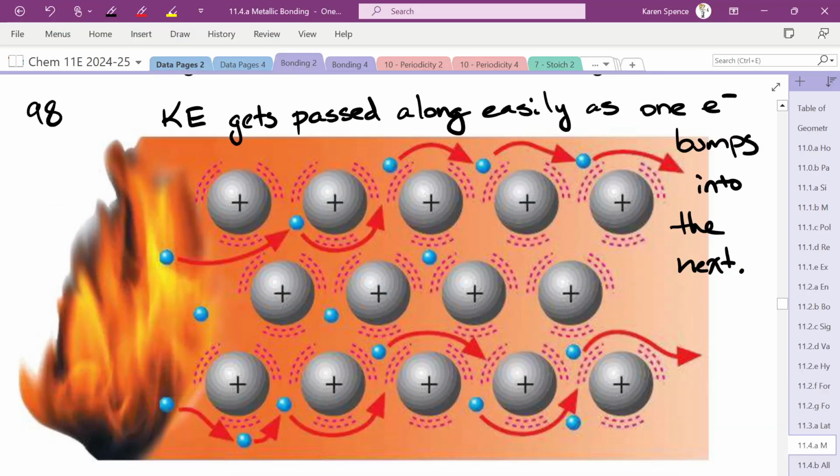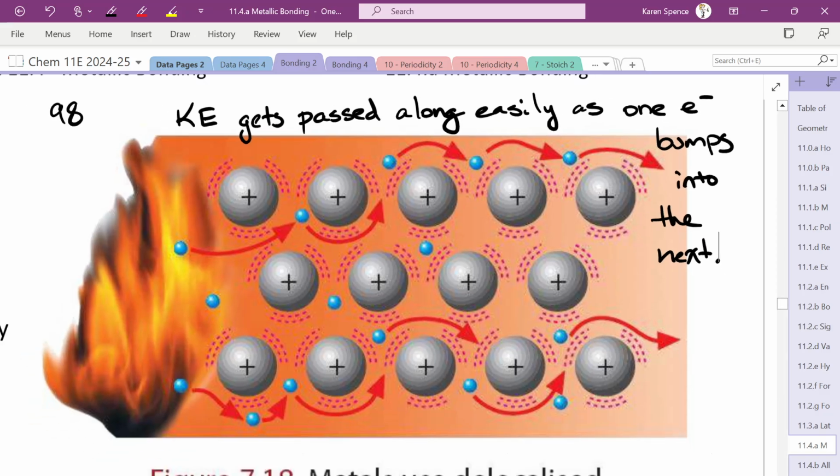Vibrational motion, translational motion, rotational motion. Also vibration. Okay? But the fact that the electrons have translational motion means that heat can be passed along faster. Okay, what else did we have in here?